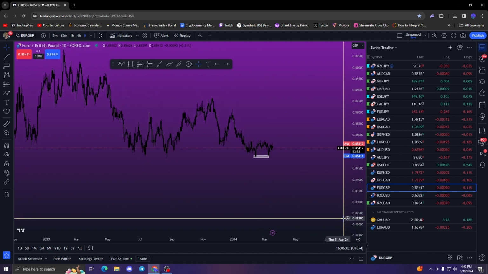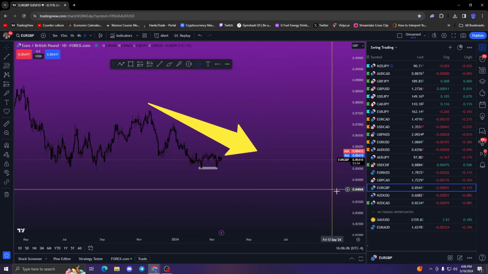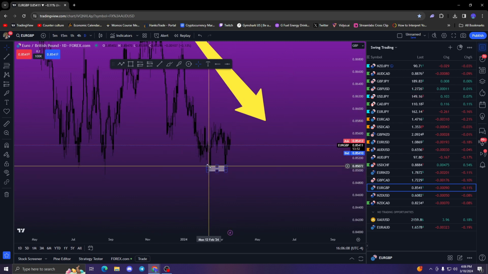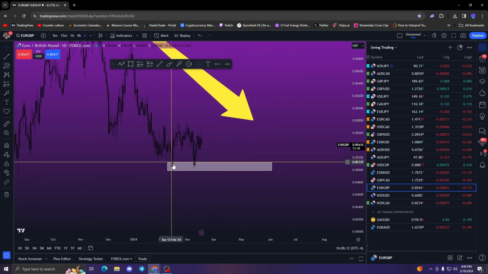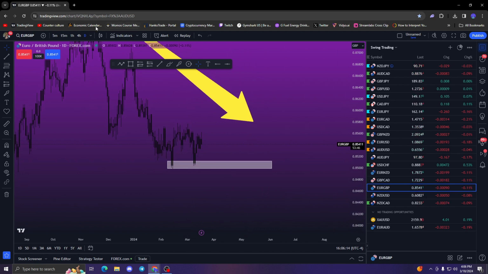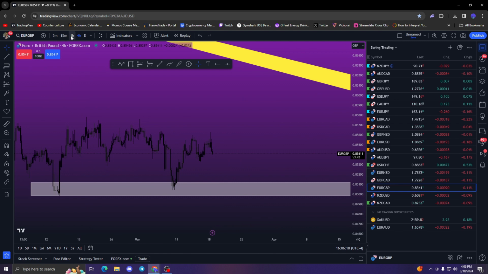Euro GBP on the daily. This is definitely heading down. We did make a double bottom though. We have the support zone here and price is holding. So I'm not too sure. I'm not too sure, to be honest.